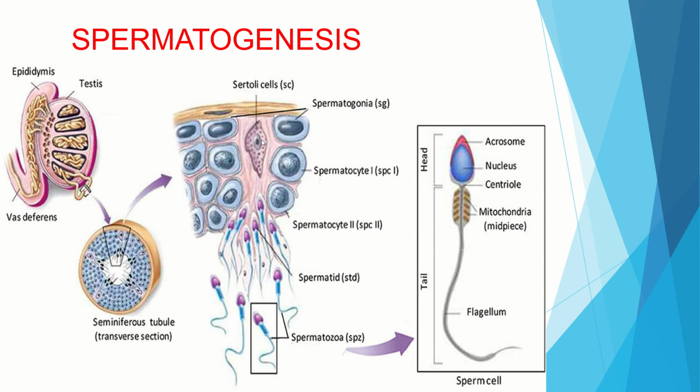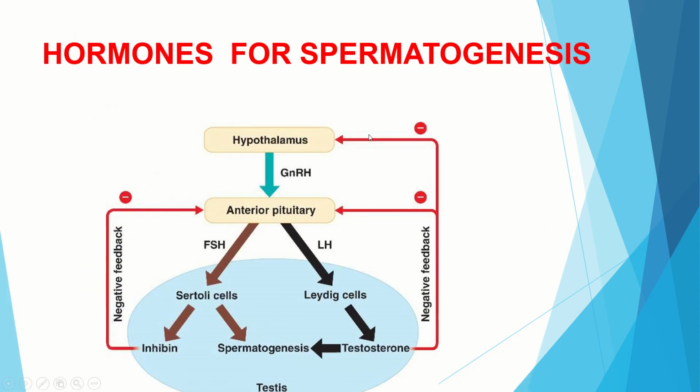Let us see how it takes place. And one more thing, once all the sperms are formed, they come out and reach the lumen. This process is called spermiation. And next, let us see how spermatogenesis takes place. And this is a matured sperm.